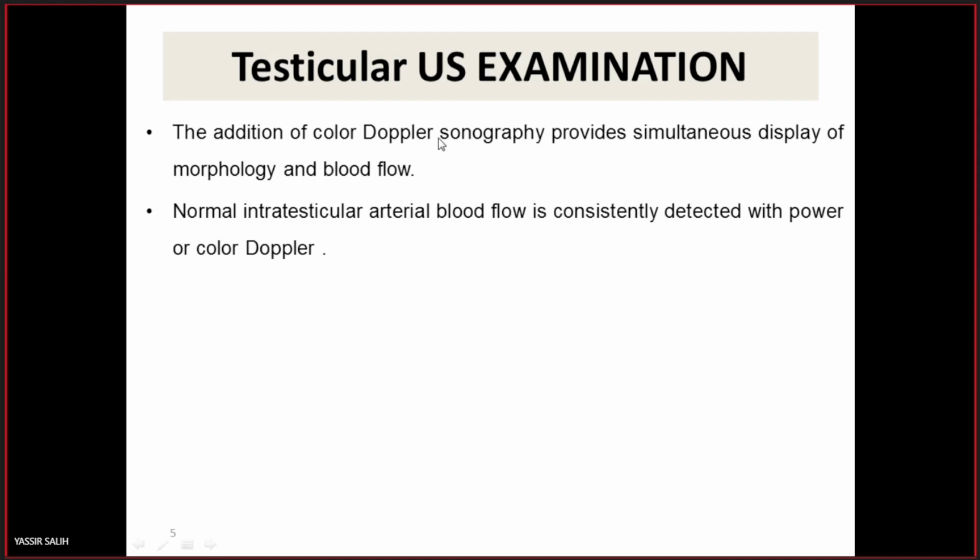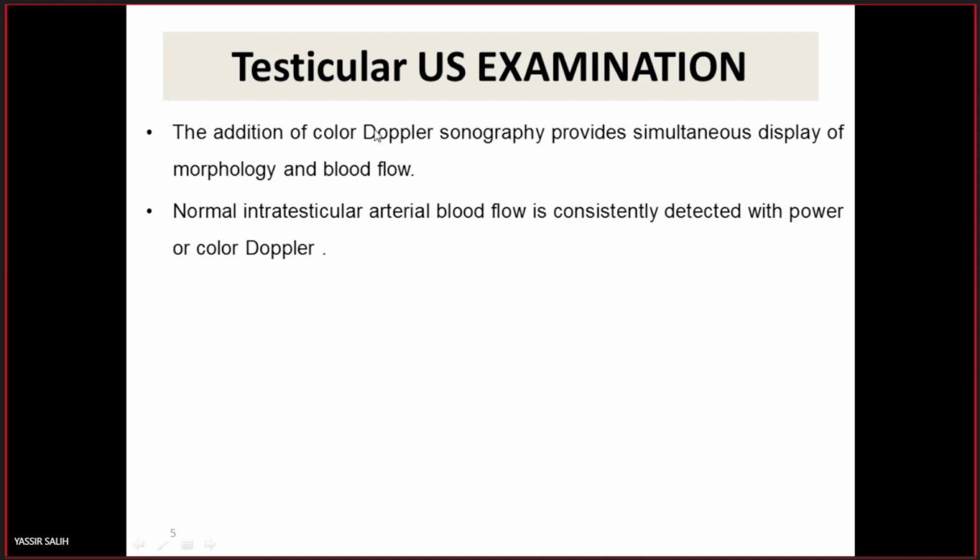Ultrasound can be divided into two parts. First, ultrasound can be black and white, which is called grayscale ultrasound, or Doppler ultrasound. The black and white ultrasound or grayscale ultrasound can help us in assessment of the morphology of the structure, for example, these testes, but plays no role in assessment of blood flow.